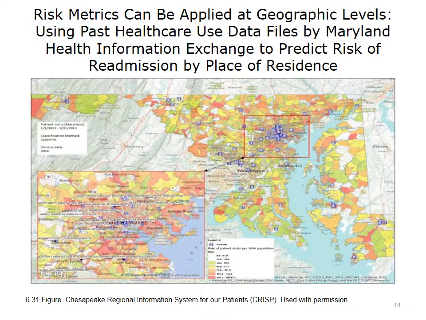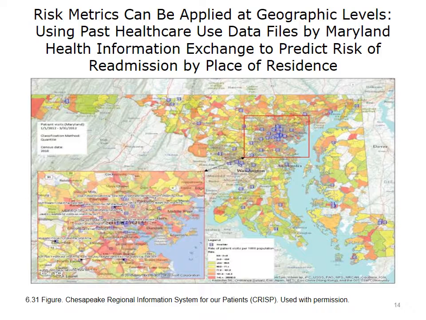This map depicts an activity going on in Baltimore, Maryland, where the Health Information Exchange, known as Chesapeake Regional Information System for Our Patients, or CRISP for short, is working with Johns Hopkins and other organizations to try to do predictive modeling at the entire state level, linking in data from all of the hospitals, potentially data from all of the health insurance plans, and increasingly data from the electronic health records to try to identify who is at risk for readmission.